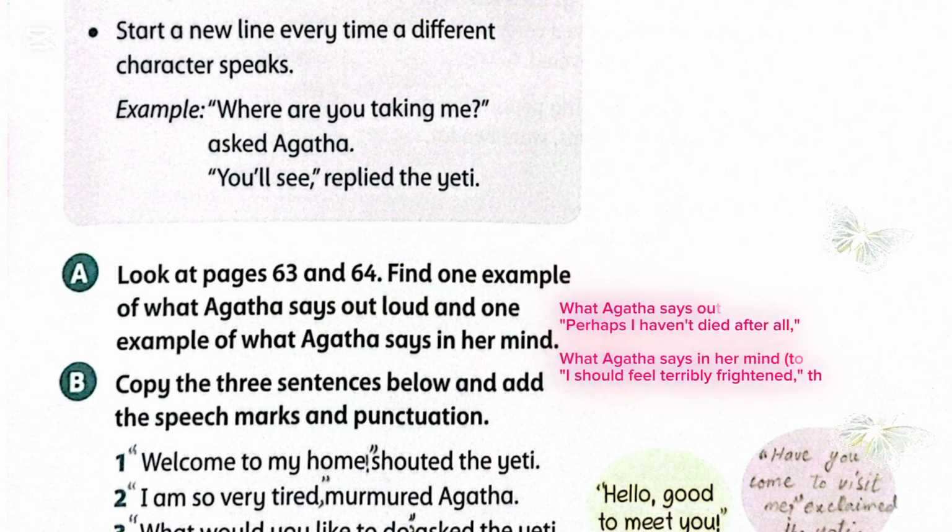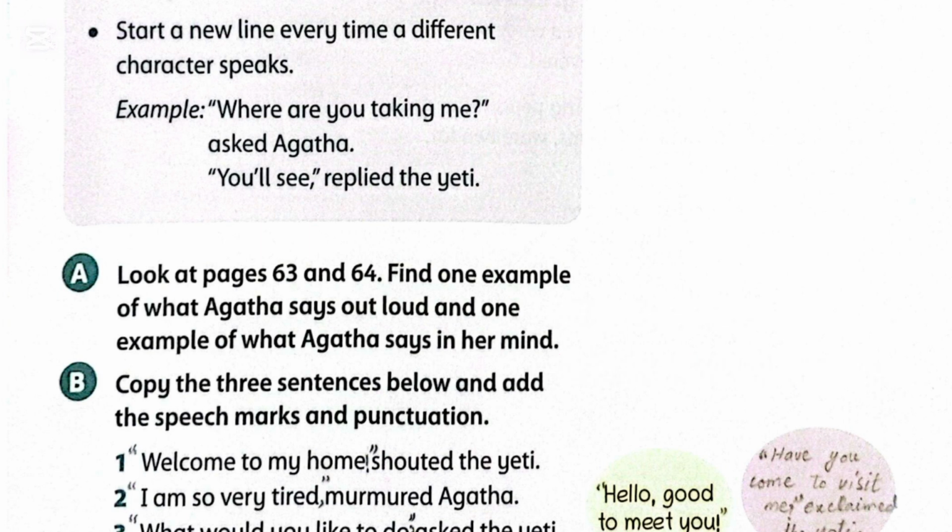Here is the example of what Agatha says out loud: "Perhaps I haven't died after all," said Agatha. So this is the dialogue that Agatha says out loud. The other, what Agatha says in her mind to herself, is: "I should feel terribly frightened," thought Agatha. So this is the dialogue that she thought in her mind. Exercise B. Copy the three sentences below and add the speech marks and punctuation. You have to add speech marks and punctuation in those sentences.